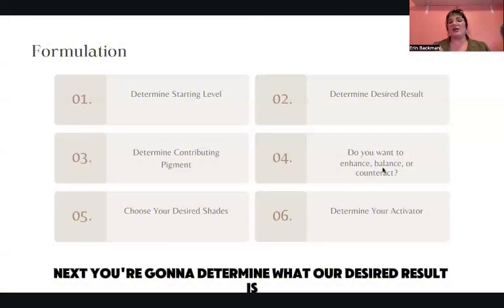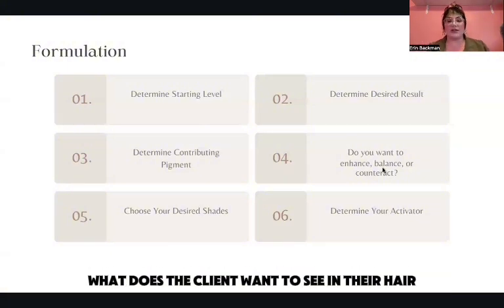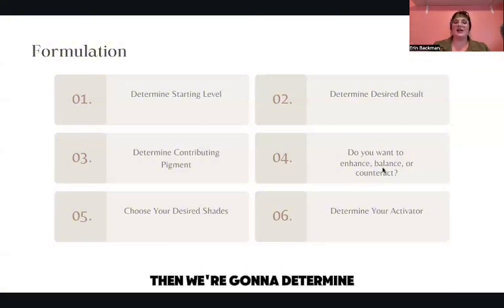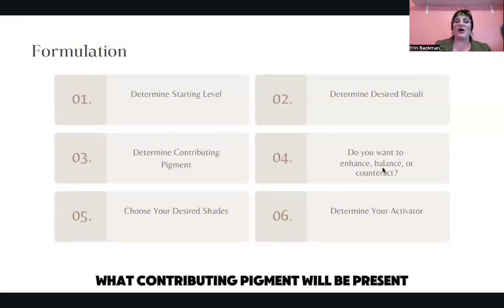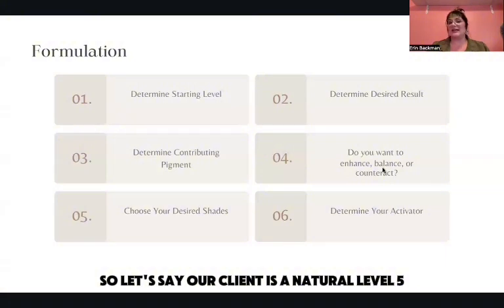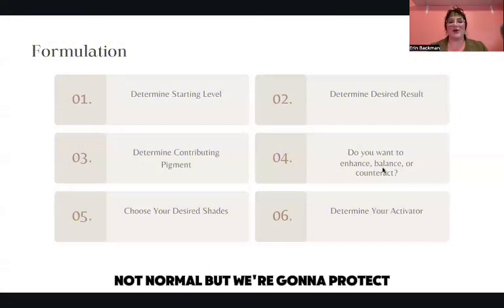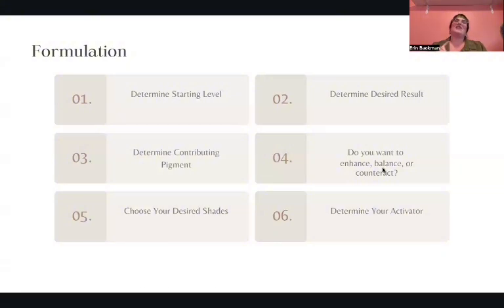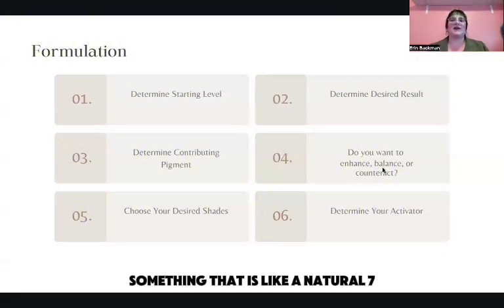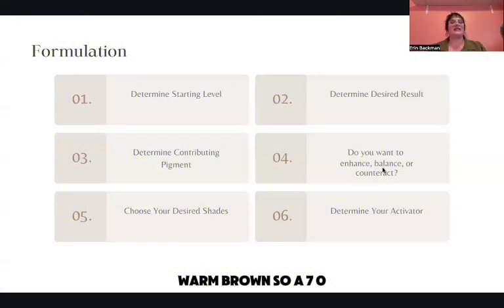Next, you're going to determine what our desired result is. What does the client want to see in their hair? Then we're going to determine what contributing pigment will be present at that level. So let's say our client is a natural level 5 and they have 50% gray, consistent throughout their head. Not normal, but we're going to pretend. Now, let's say their end result is something like a natural 7 warm brown. So a 703 in Arete.